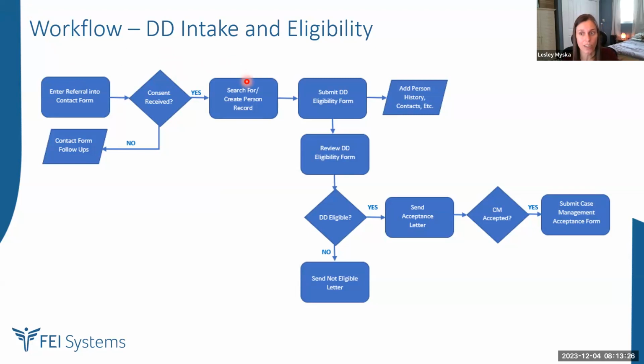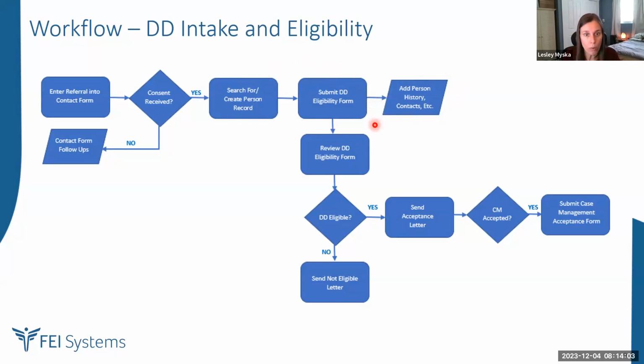If it does not, they can create a person record and then complete a DD intake and eligibility assessment. This can be done either online using internet access or offline. Once that's completed, you'll submit that eligibility form for review. Before you do that, you're going to want to add any additional person history, contacts, guardianship information, etc. Then you'll also submit that for review.